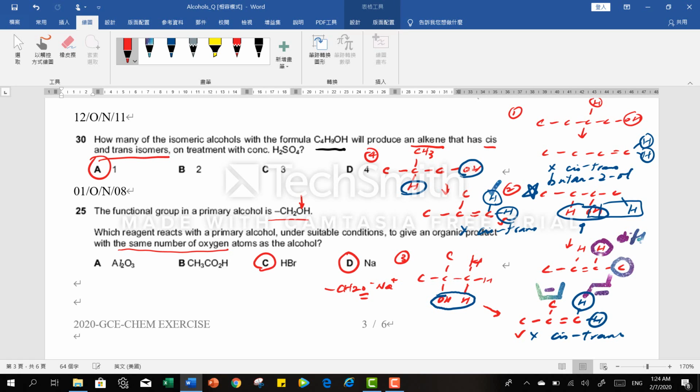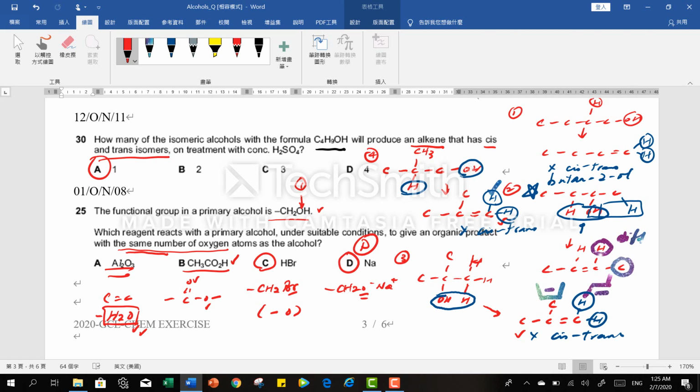Now if C, it will become CH3CH2Br. So 1 oxygen is lost. If this one, it will become an ester group. Can you see that? Because this is an acid and this is an alcohol, they will undergo esterification. Originally there is 1 oxygen, now you have 2 oxygen, so they won't have the same number. And this one is dehydration. You will form an alkene by removing 1 water molecule, so the whole molecule is going to have 1 less oxygen. So the answer should be D.